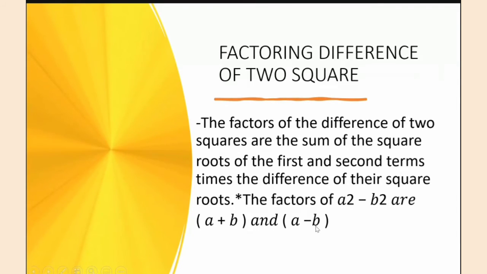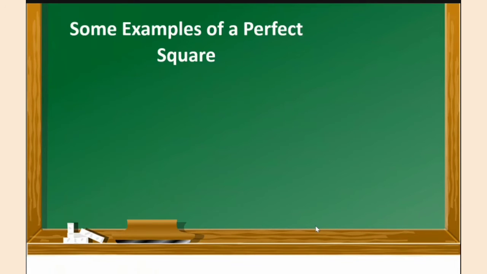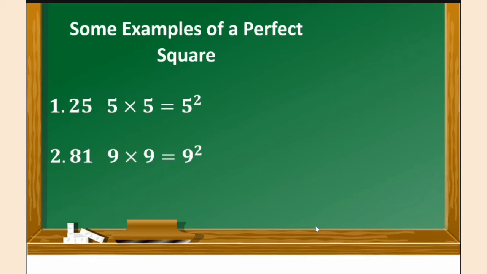Okay, so para mas maintindihan, for example, but before that, these are the numbers that have a perfect square. Yan yung mga possible numbers that have a perfect square. Tulad ng 25. That is the perfect square of 5. Another example is 81. Perfect square of 9 because 9 times 9, 81. Another example, 64.